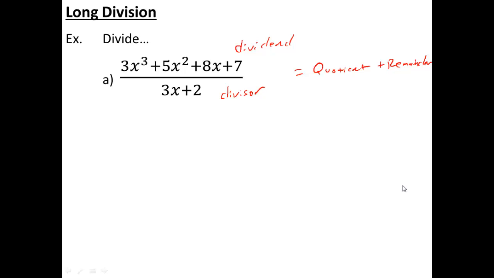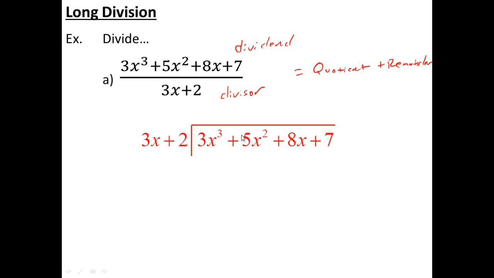So let's go ahead and set up our long division problem. Remember, with a long division problem, we got this doodad right here. On the outside, we put the divisor. On the inside, we put the dividend. So the top goes on the inside, the bottom goes on the outside.